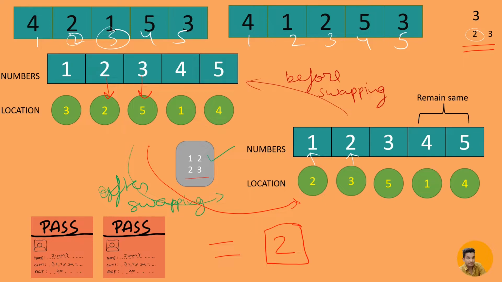So what we did, we checked before swapping what their condition was, then we changed their position, swapped their position, and now checked what their contribution is after swapping, and we removed or increased from the answer. So let's move ahead.